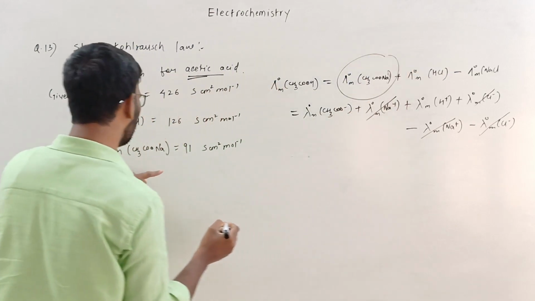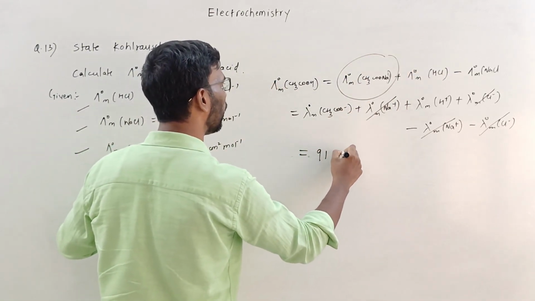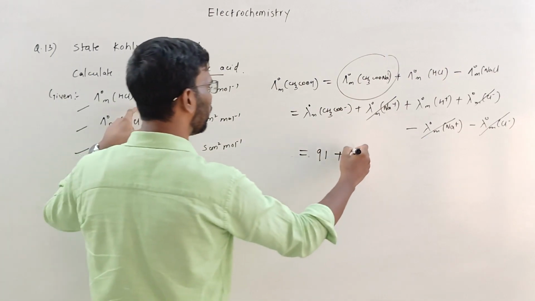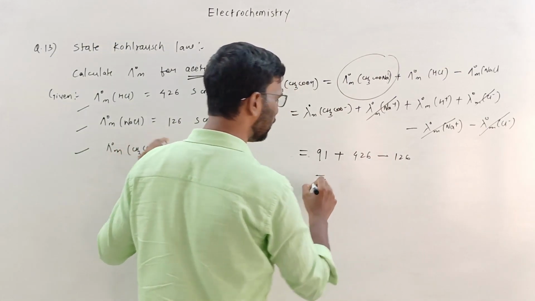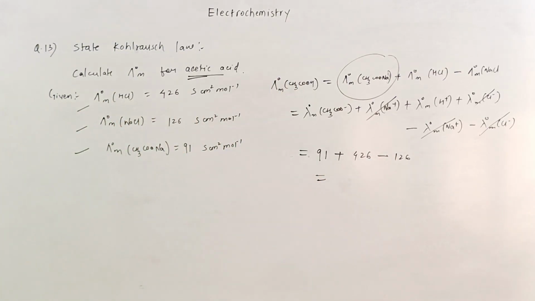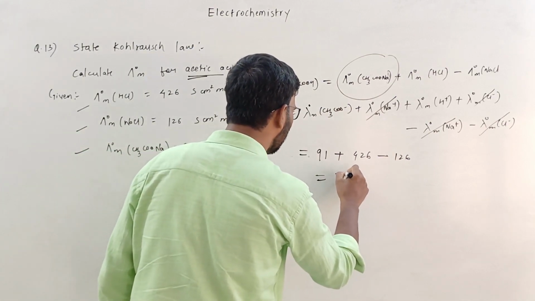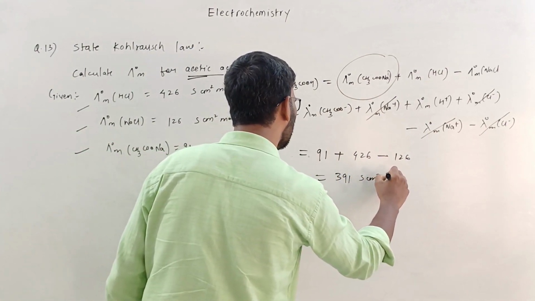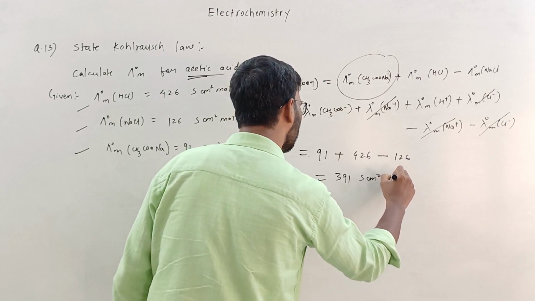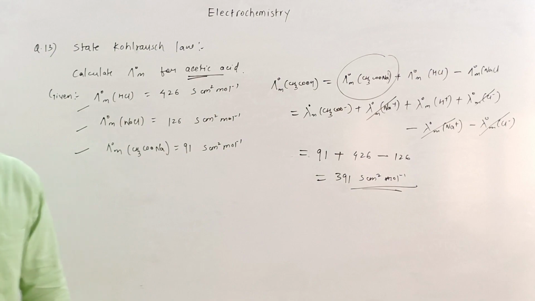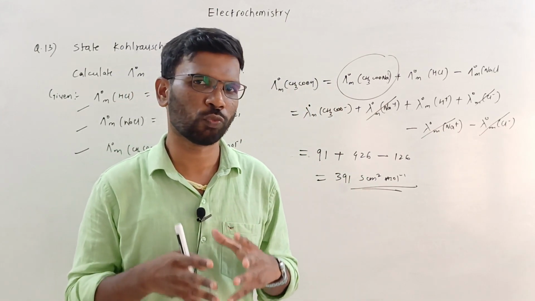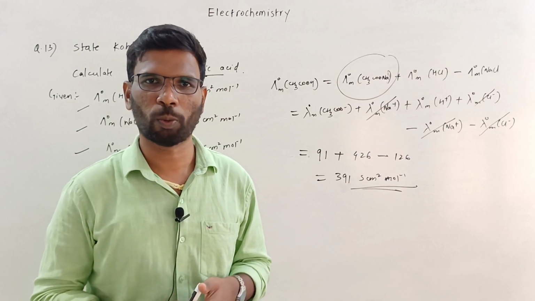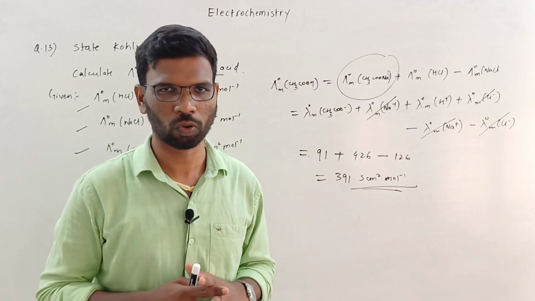So what is the value? This value is given to be 91. The HCl value is given to be 426, and minus NaCl, that is 126. So this answer comes to be 391. Directly I write 391 Siemens centimeter square per mole. So this is how we have to solve examples of Kohlrausch's law. Here I have revised something which was very important from the formative 2 point of view and also for your final exam. Thank you.